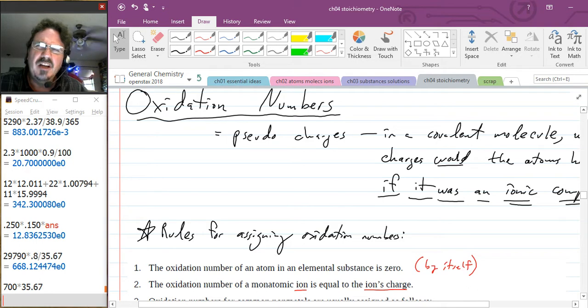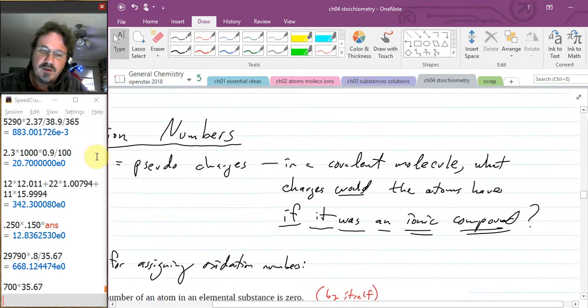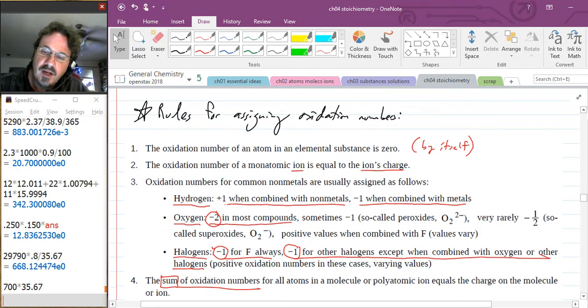Right? So why do we need them at all? Because the molecular compounds, the ones with covalent bonds, they don't have ions, and yet we can still get this exchange of electrons in redox reactions. And so what we do is we invent these things called oxidation numbers, which are actually sometimes called pseudo-charges, or you should think of them as pseudo-charges. And here's my definition. In a covalent molecule, what charges would the atoms have if it was an ionic compound? If it actually were ionic, what would it be? I know that's strange.